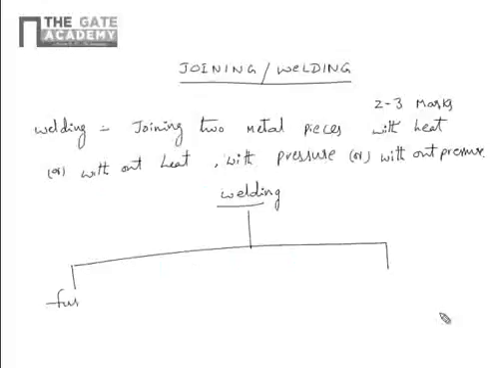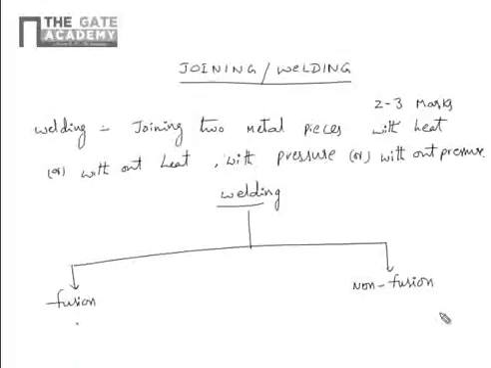What is fusion welding? In fusion welding, parent metals will melt. In non-fusion welding, parent metals won't melt. What are parent metals? Parent metals are the metal pieces which we are going to join.